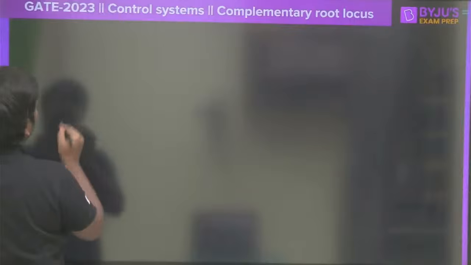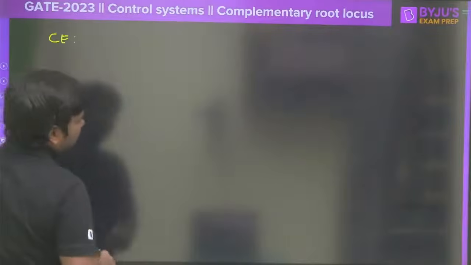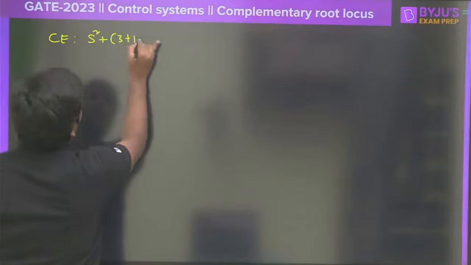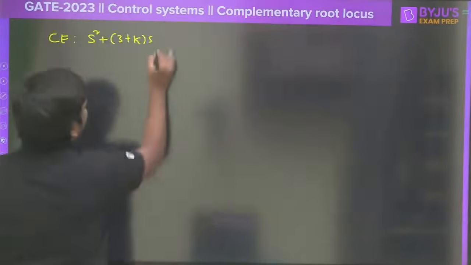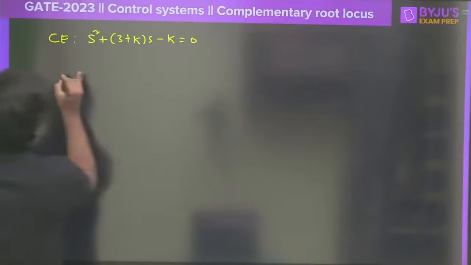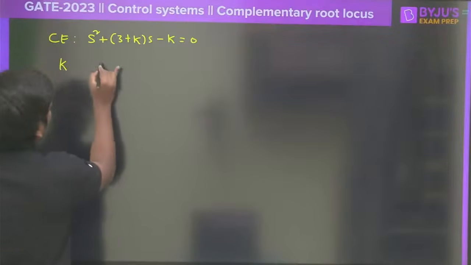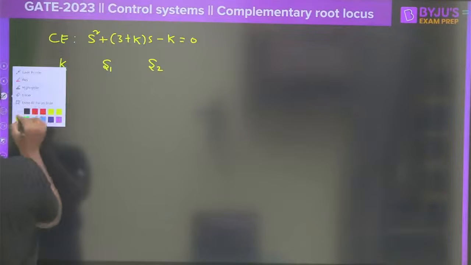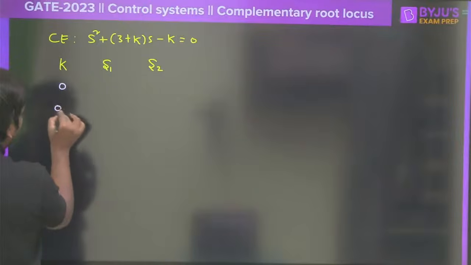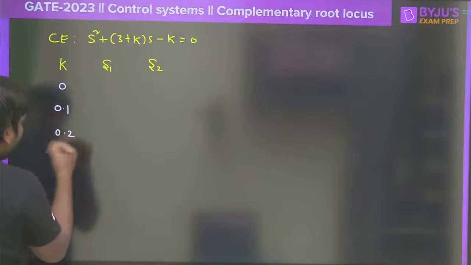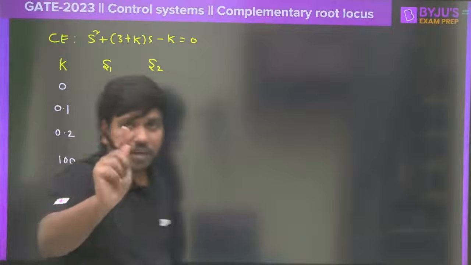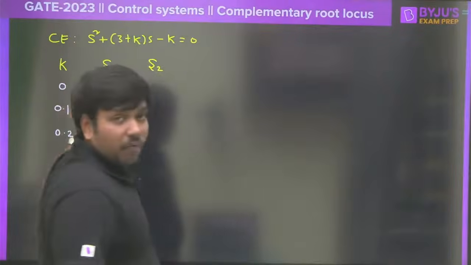Let's consider the characteristic equation once again: s square plus 3 plus k, of course, into s, and then minus k, equal to 0. Now I will ask a simple question. Let us change the value of k, and find s1 and s2. There will be two poles because it is a second order system. Now change the values of controller gain from 0 to infinity. Let me take 0.1, 0.2, and maybe you can take 100 here, and 1000 here. So these 5 points, then you will not get any doubt. After this you need not remember anything.